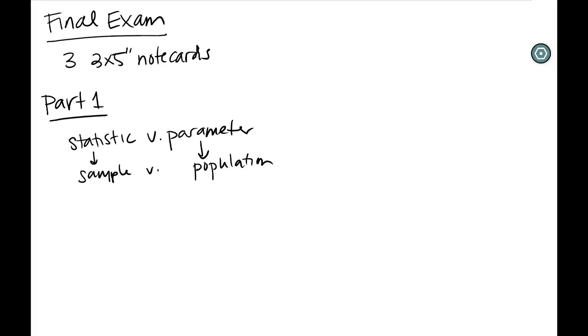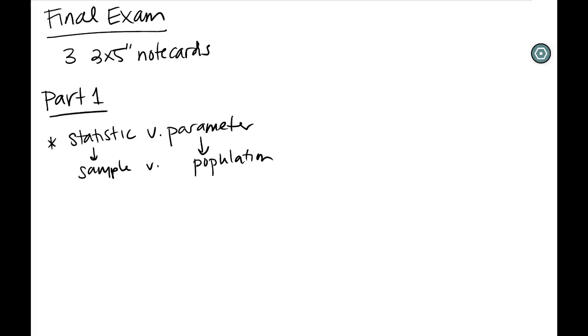I can also give you a blurb and then say which of the following is this value of 54. Is it a statistic or a parameter? Those tend to be the only ways. So either I'm going to have to give you a blurb, and you're going to have to define what is the sample, what is the population, what is the statistic, what is the parameter. Stuff we've all done before. So that was our first topic.